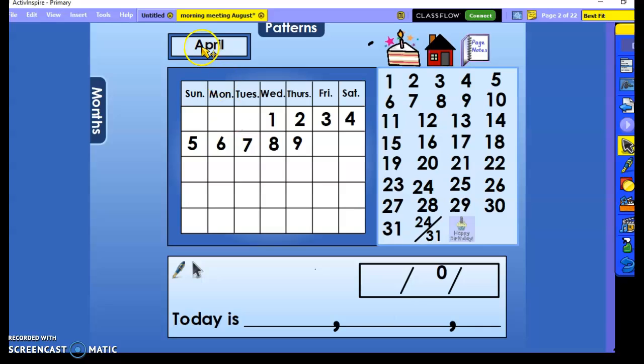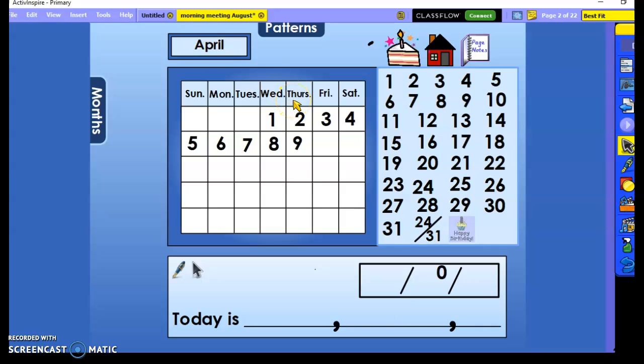All right, friends. We are in the month of April. So let's sing our months of the year together. January, February, March, and April, May, June, July, and August, September, October, November, December, 12 months in a year. So we know it is April. Let's see what our day of the week is.